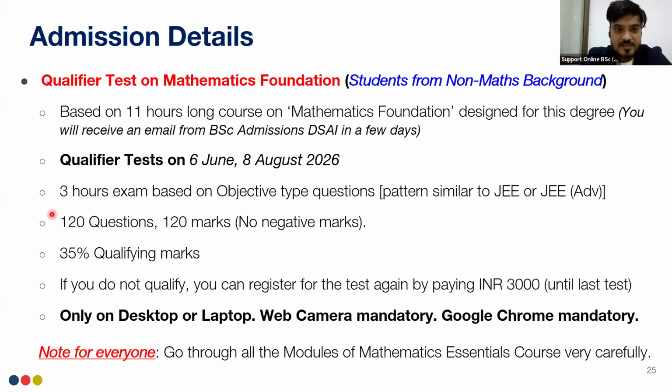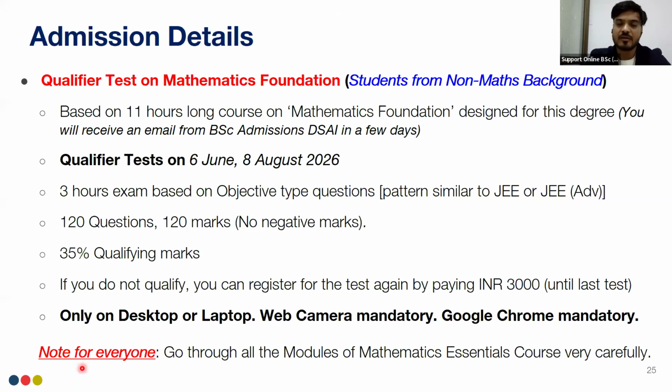So for non-math background students, it is a 3 hour exam, which is also based on objective type questions similar to JEE or JEE Advanced. There will be 120 questions, which will comprise 120 marks. There is no negative marking as well. For you also, the qualifying marks remain the same. It will be 35% and you will be ranked. If you do not qualify, you can register for the test again by paying the 3,000 nominal qualifier fee.